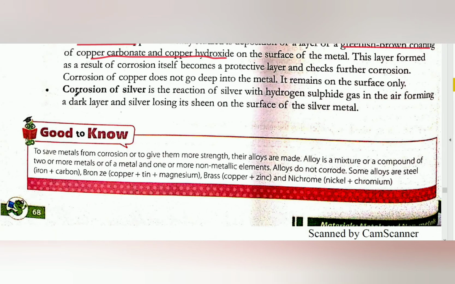And the last is corrosion of silver. Corrosion of silver is particularly destruction of silver. Silver reacts with hydrogen sulfide gas, which is already present in our environment, and forms a dark layer. The silver loses its shine and gets tarnished.